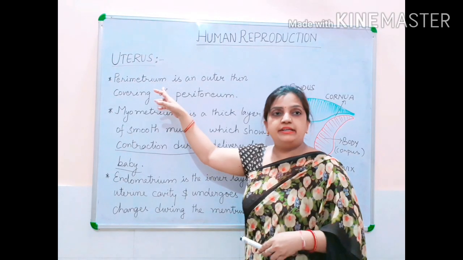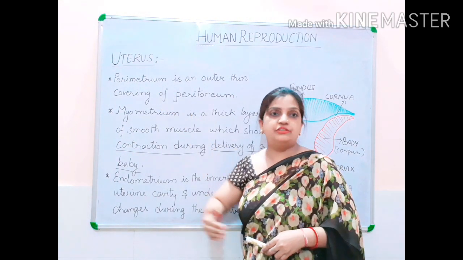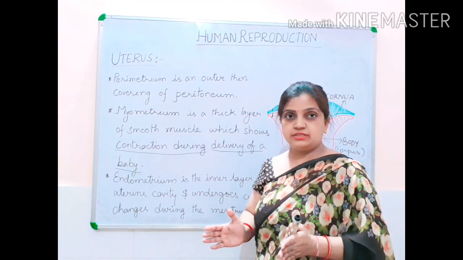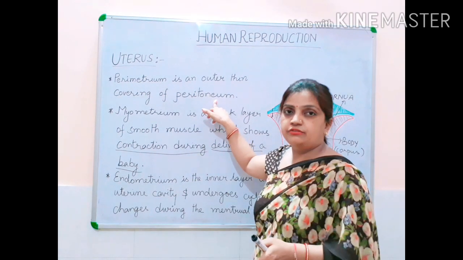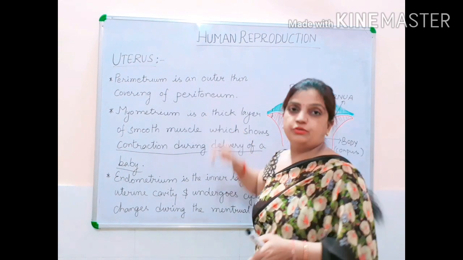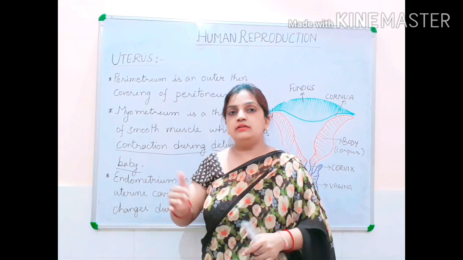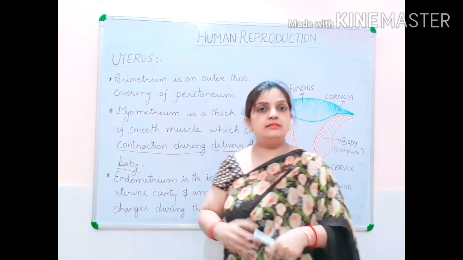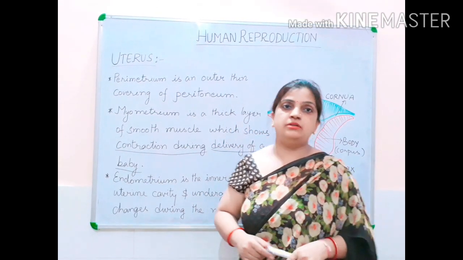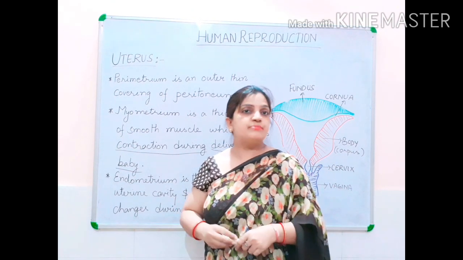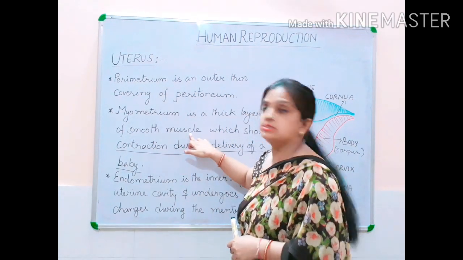Now this perimetrium, if I start with, this is the outermost layer of the body of the uterus and it is a covering of the peritoneum. This is an important point. Now, if I move a little innerward inside the uterus, then the middle portion, I told you all that it is myometrium. Now that myometrium is made up of smooth muscles.